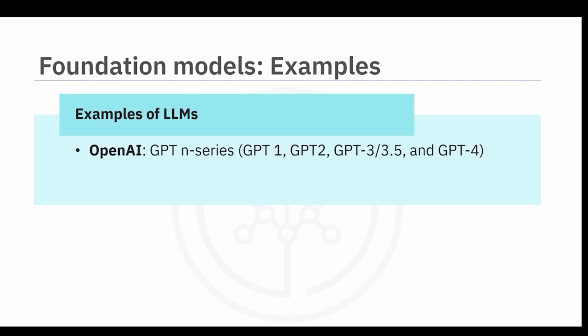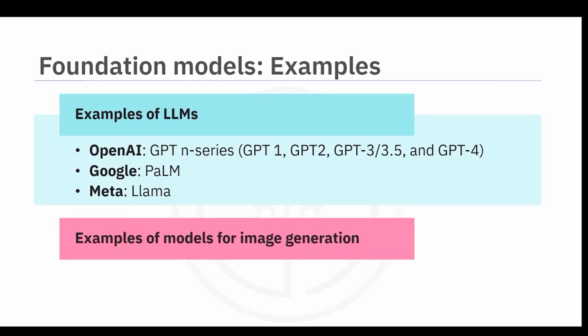Over the years, different LLMs such as GPT-3 and GPT-4 in the GPT series, Google's Pathways Language Model, or PaLM, and Meta's Large Language Model Meta AI, or Llama, have significantly enhanced generative AI to generate coherent and relevant text. There have been similar developments in models for other use cases. For example, Stable Diffusion and DALL-E are models for image generation.